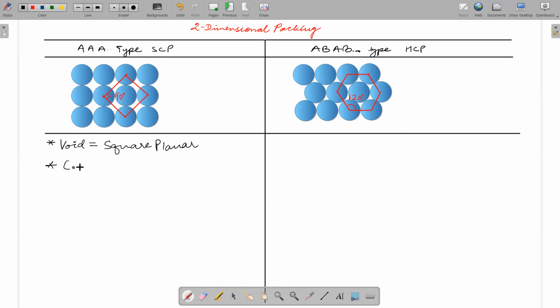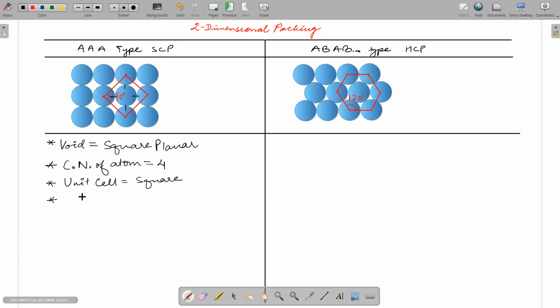Now coordination number. Abir, your answer is right. Coordination number of atom is 4, right? So this is 1, 2, 3, 4. Okay. What else do we know? Unit cell. What is the unit cell? Unit cell is a square.